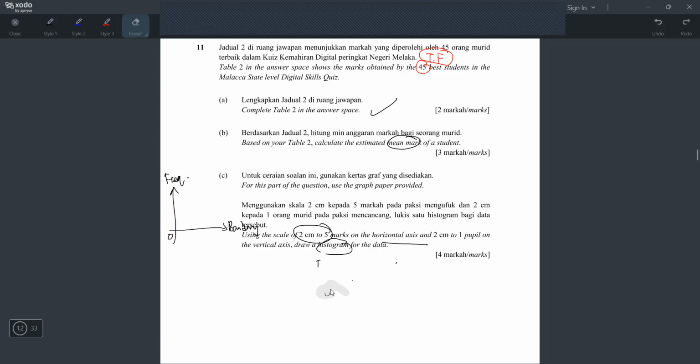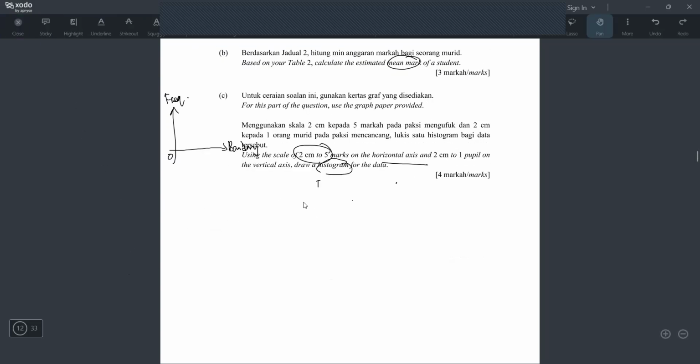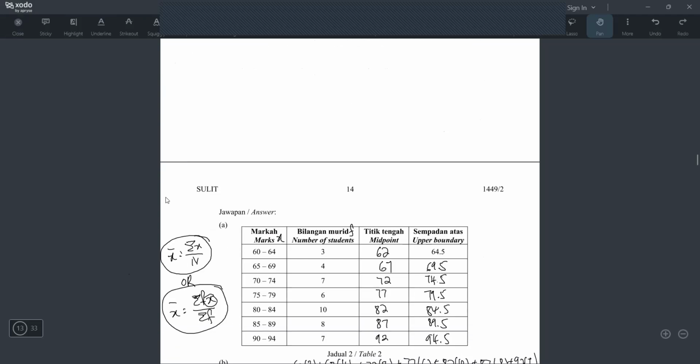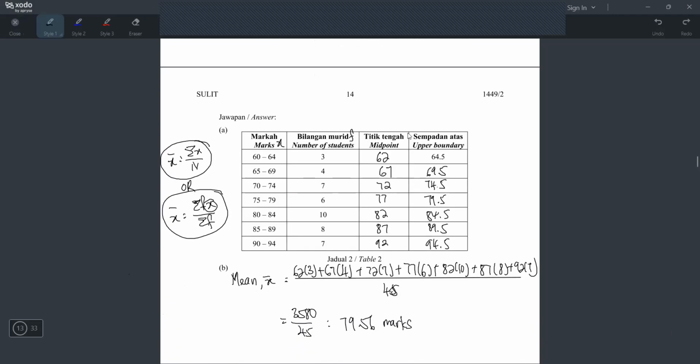So histogram kita guna apa? Boundary. Okay, boundary is lower boundary or upper boundary? Sempadan bawah atau sempadan atas? Actually both. Both pun you kena cari. Lower boundary dengan upper boundary. Alright. So what I have to do now is jangan lukis graf dulu. Saya kena pergi kepada table saya and then cari lower boundary.